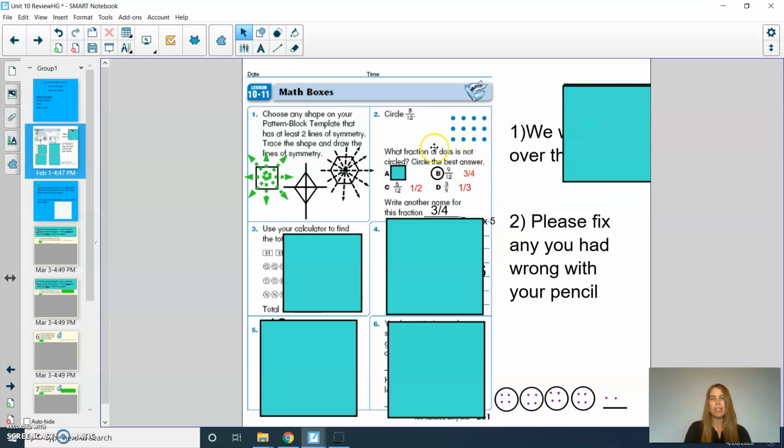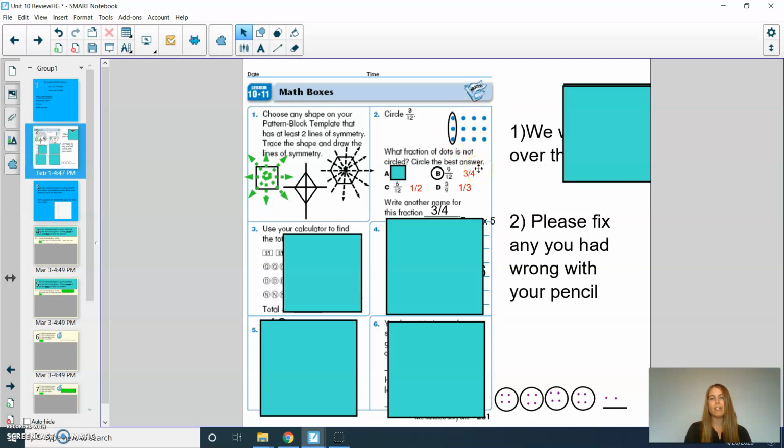For question number 2, you needed to circle 3/12 of the dots. So I'm going to grab my circle and I'm going to circle 3/12 of my dots. And then looking at the next question, it says, what fraction of the dots is not circled? And the answer, I should have had 9/12. I can see 9/12 are not circled.